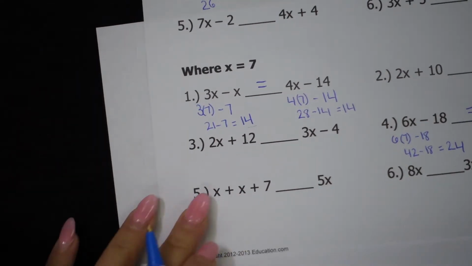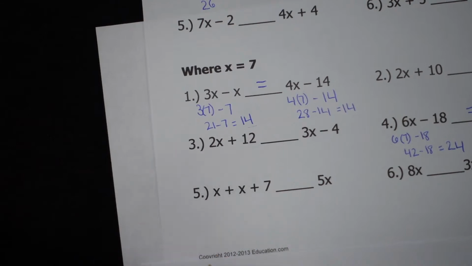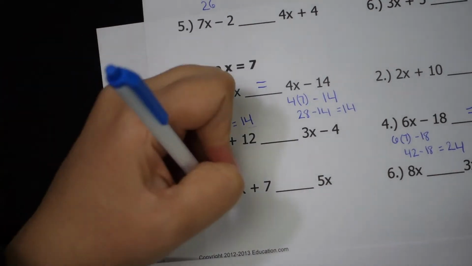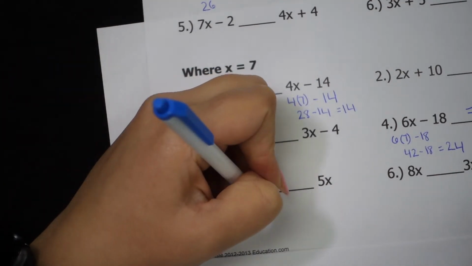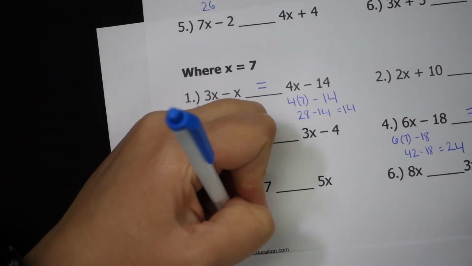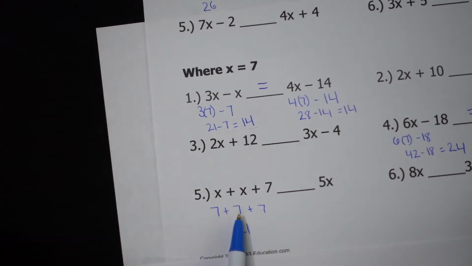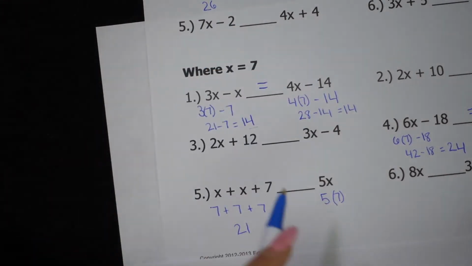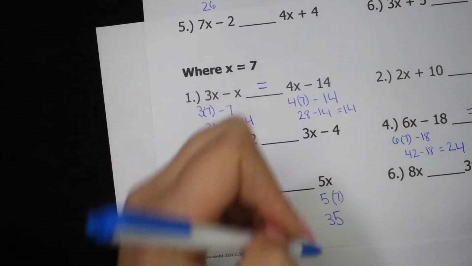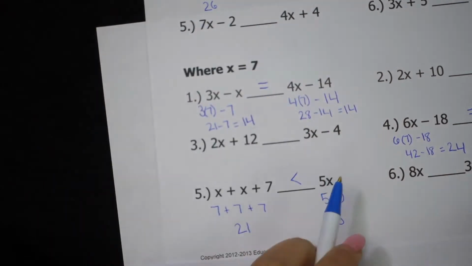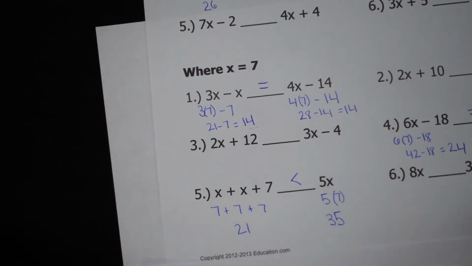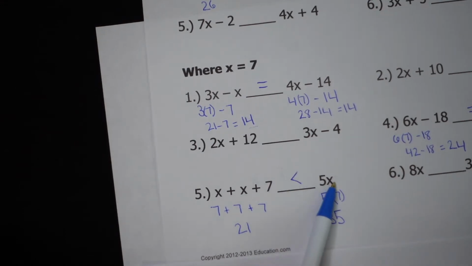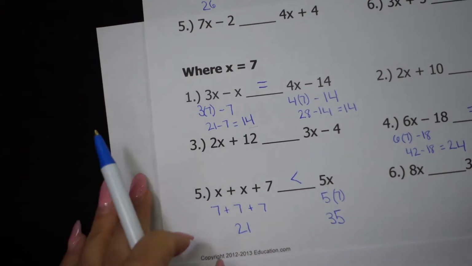One more. So how about this one where you have x plus 7? Same deal, just plug in 7 wherever you see x. So this is 7 plus 7 plus 7. This equals 21. So 7 plus 7 plus 7, that gives you 21. And then 5 times 7, that gives you 35. So essentially, this side is bigger than this side. So we place the greater side of the symbol facing towards the bigger side.